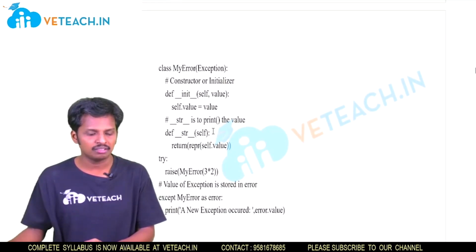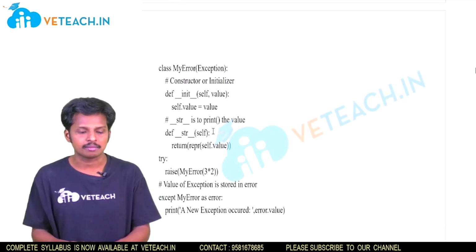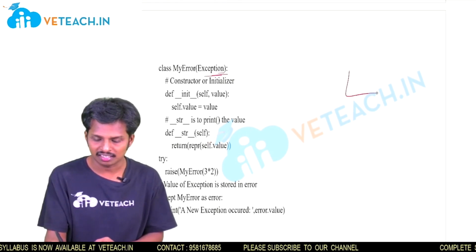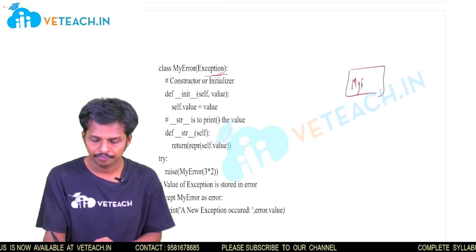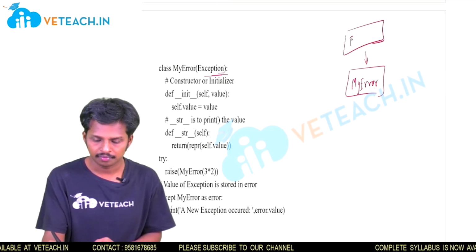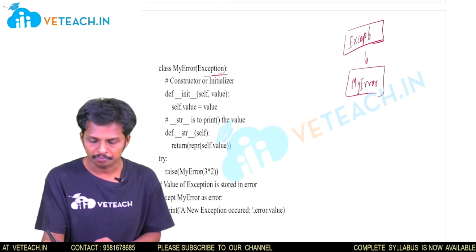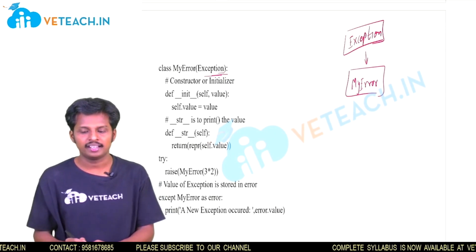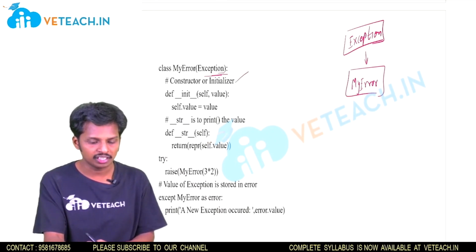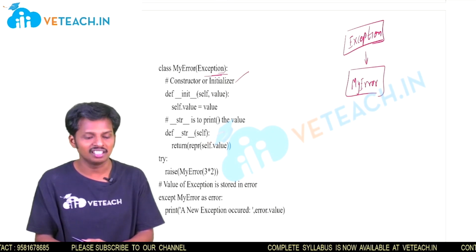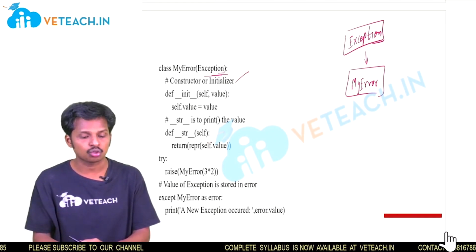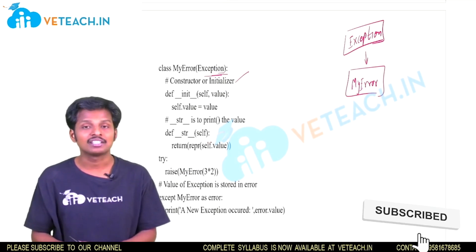If I look at an example here, we have written a class with the name MyError, which is extending the Exception class. So there is a class MyError which is being derived from Exception. So MyError is a subclass of the Exception class. In this, we are writing a constructor to initialize the values: __init__ of self, value. self.value is equal to value.